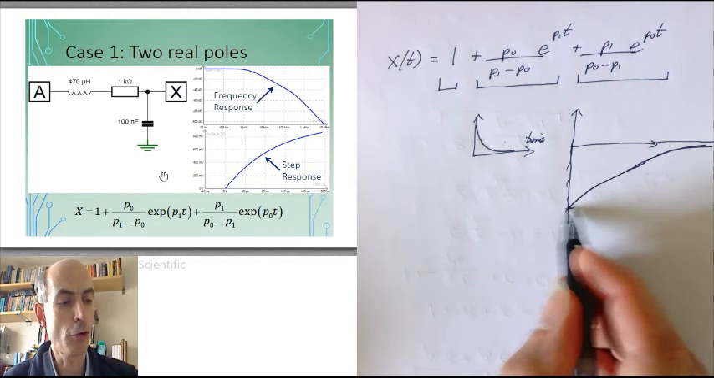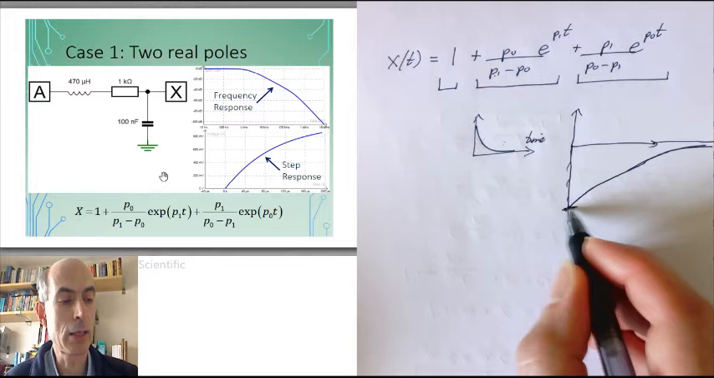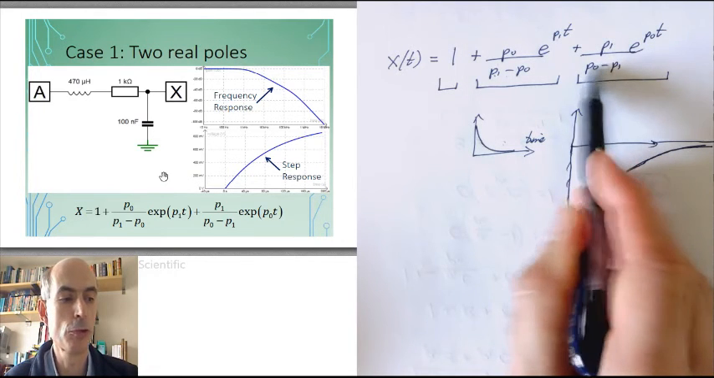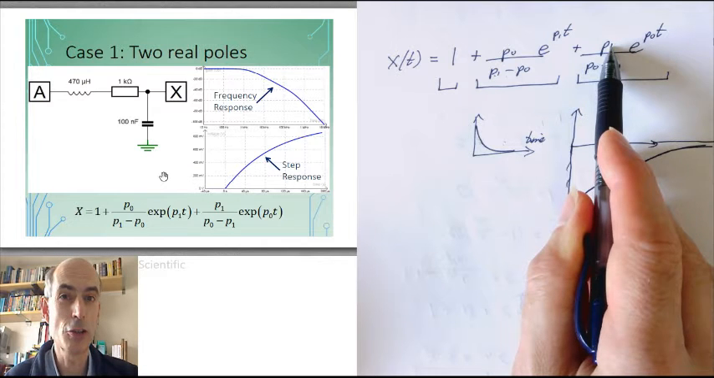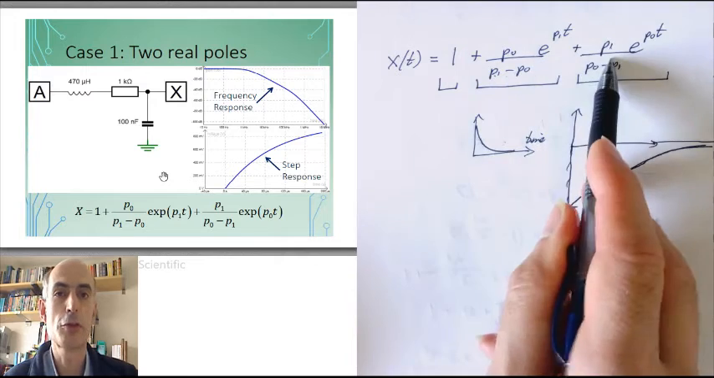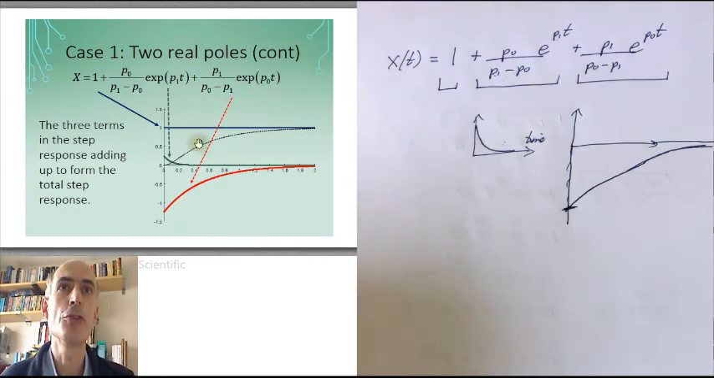It also starts off much larger, because the magnitude of this at the beginning is going to be P1 over the difference between the two poles, and P1 has a larger break frequency than this one. This will be a much smaller contribution than this one. If you add all these contributions up, then you end up with the step response, which, as you can see, does look quite like a first order step response, except right at the beginning.